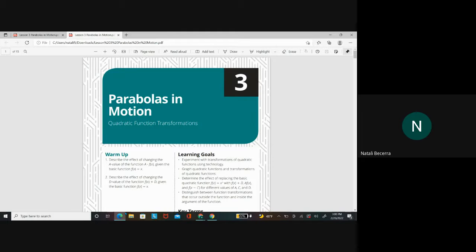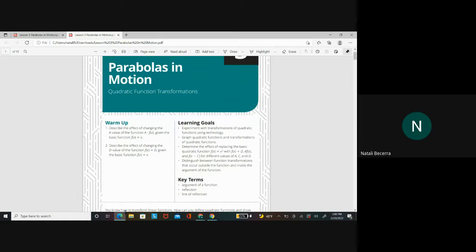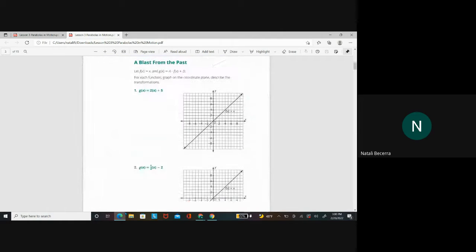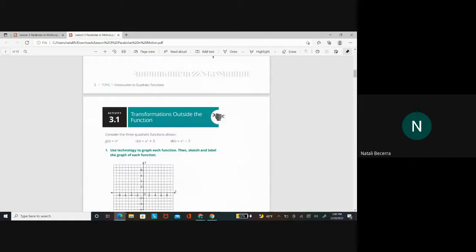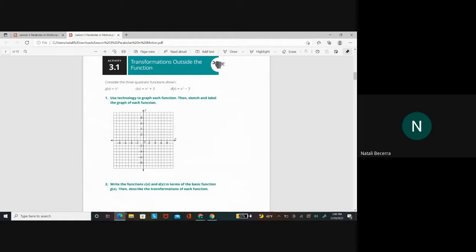Lesson 3, Parabolas in Motion, should be on page 675. So we're not going to do this one, and also we're going to skip this one. So it should be right here. This is page 675. So let's go ahead and get started.